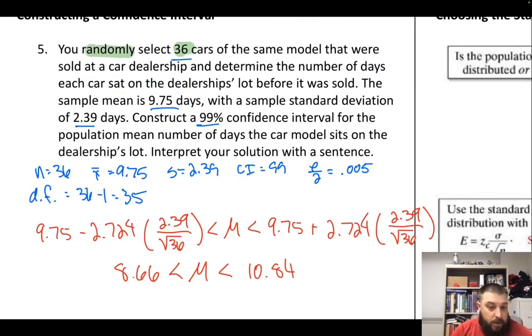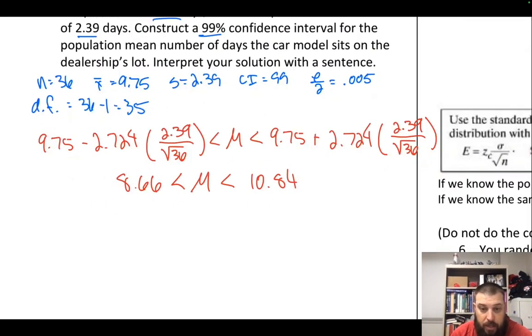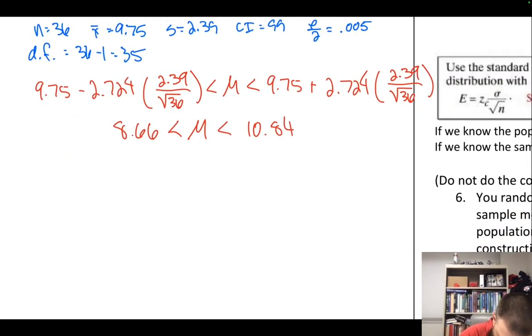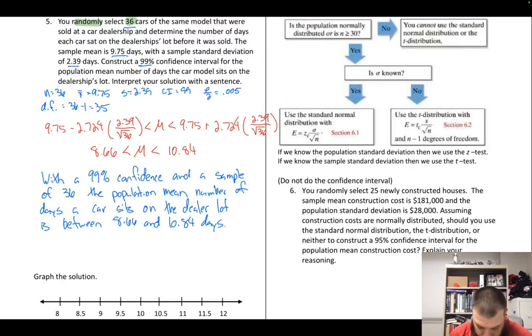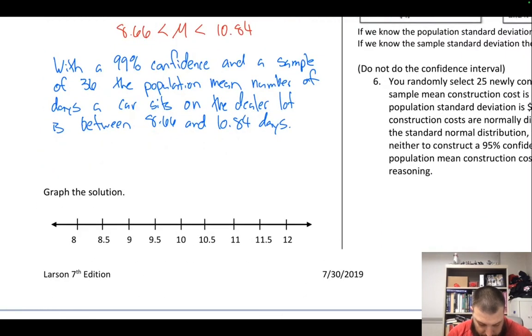So after substituting our values in and calculating, you get an interval of 8.66 to 10.84. And so then we would say with 99% confidence and a sample of 36, the population mean number of days a car sits on the dealer lot is between 8.66 and 10.84 days. And then we'll graph that.